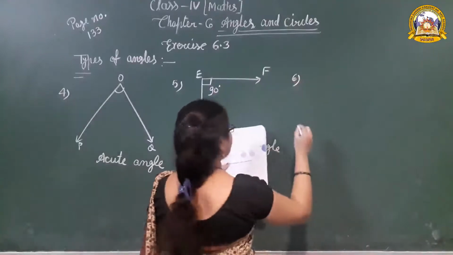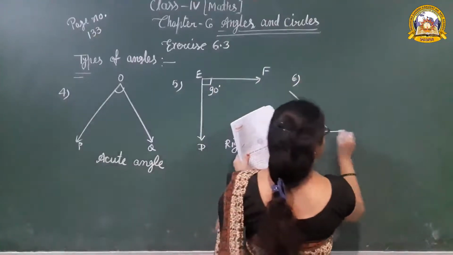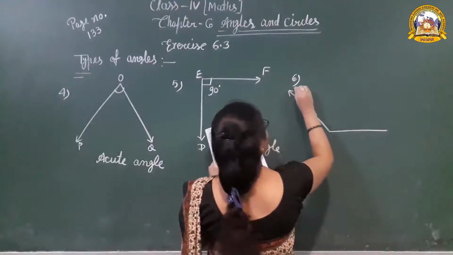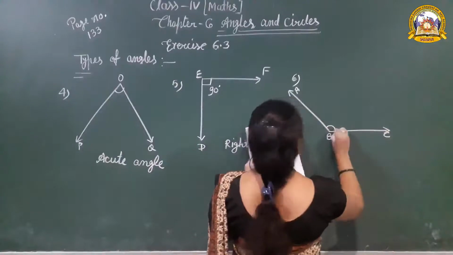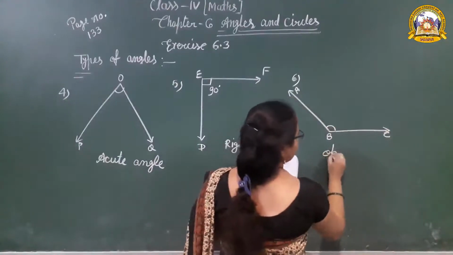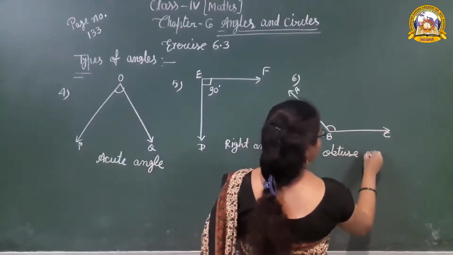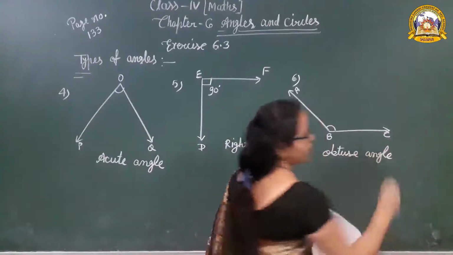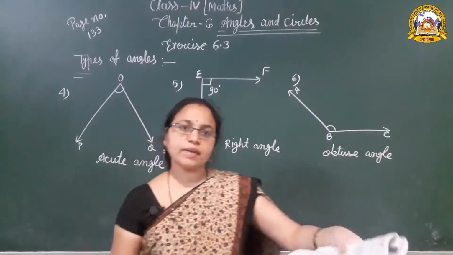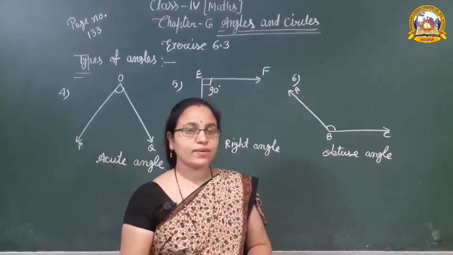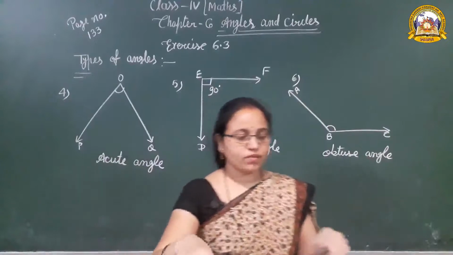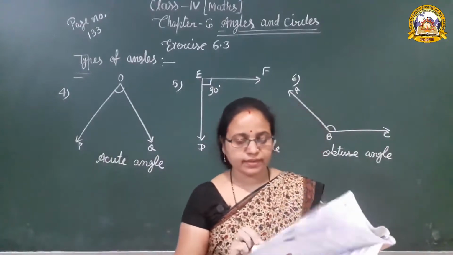Now the sixth diagram. A, B, C. Yes, what is this? This is an obtuse angle. Obtuse angle. So have you cleared all the different types of angles? So now can you identify the angles? Okay, try the practice of all these types of angles.